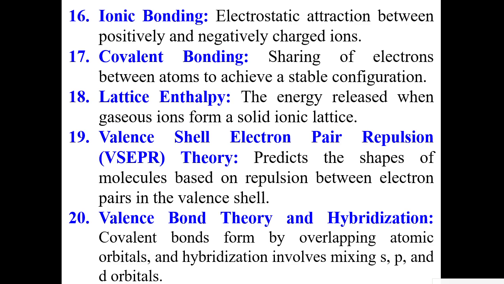Covalent bonding means sharing of electrons between atoms to achieve a stable configuration. So electrons are arranged in such a way that if they have to be stable, they may share. One atom may share with the other atom. For example, take chlorine. Why is chlorine not existing as a single atom? It exists as Cl2 because, for a stable configuration, it combines with another chlorine and becomes a chlorine molecule, as they share electrons.